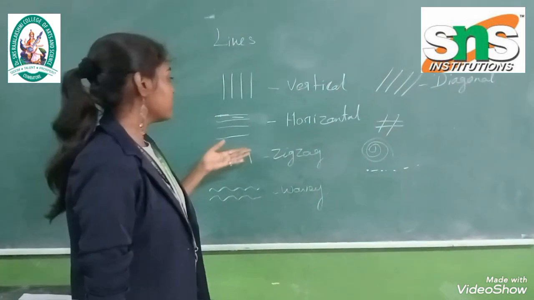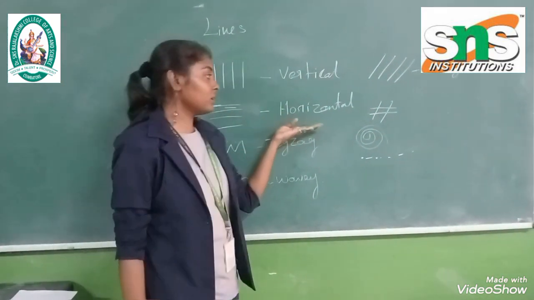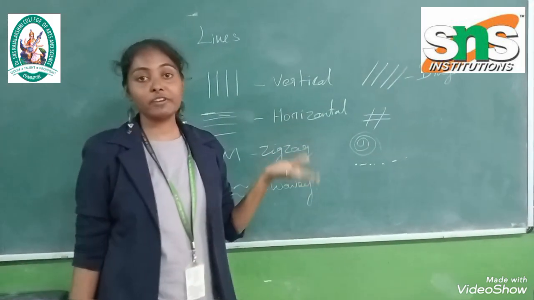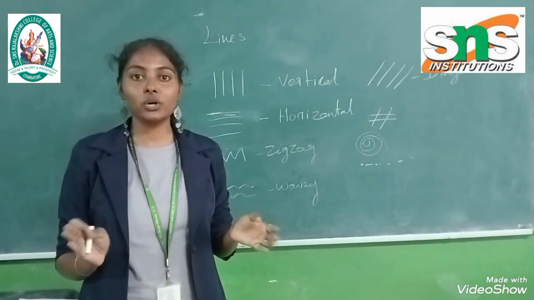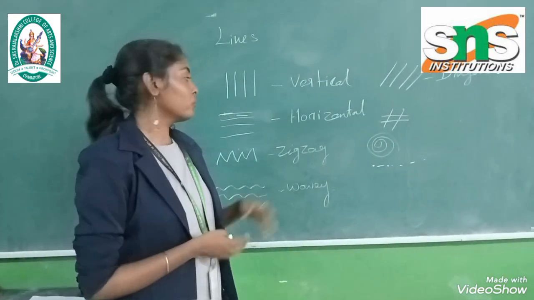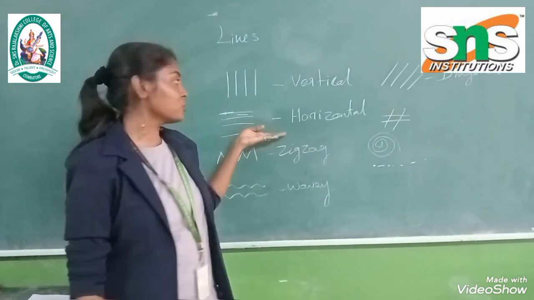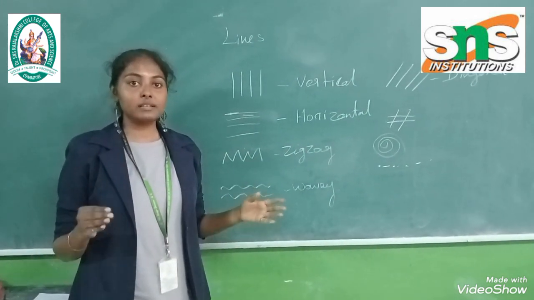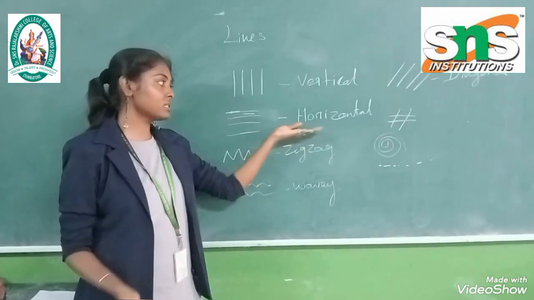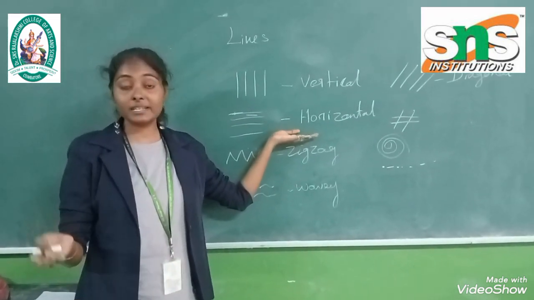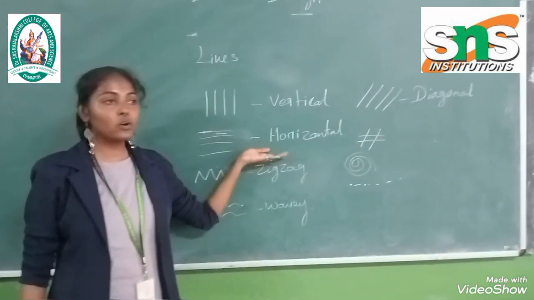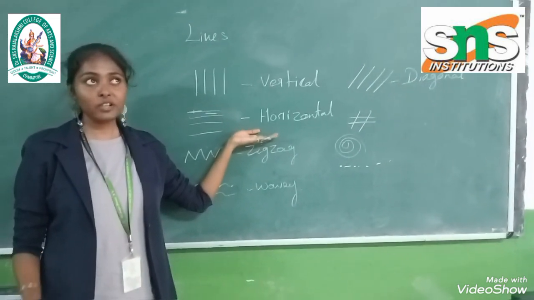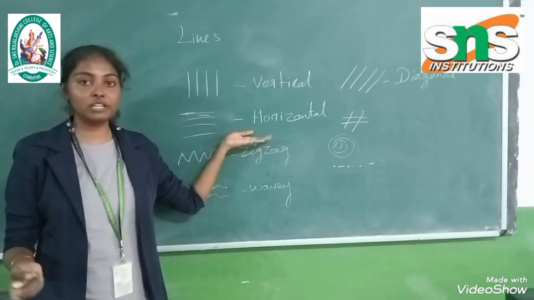Okay. So next one is horizontal. Horizontal lines will give you a visual effect like a little bit stout or big. So we can use the horizontal lines to enhance our bust points or make our body look a little bit stout. These horizontal line designs or patterns are mostly suited for slender or thin figures.